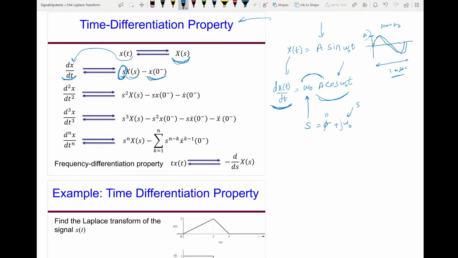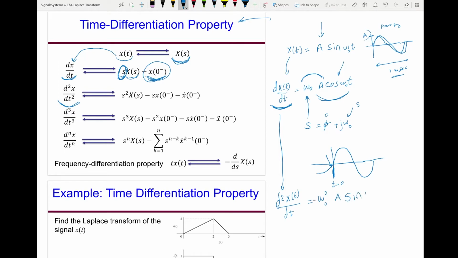Now, what is this component here? Let's take another signal. Let's say this is the x of t. Let's plot it here. If this signal exists before t equals 0, then this part here is the value of the signal right before 0. So something like this, the value of this signal here. Now, what if I take the second derivative? It will now be minus omega 0 squared a sine omega 0 t.